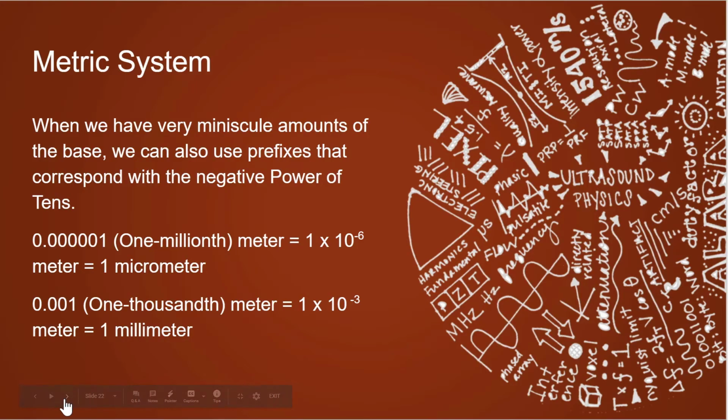As I had mentioned, we can go the other direction too. If we have 0.000001 or 1 millionth of a meter, that's the same as saying 1 times 10 to the negative 6 or 1 micrometer. 0.001 meter or 1,000th of a meter is the same as saying 1 millimeter. So we can see why learning what the powers of 10 are is going to be helpful for when we start to convert units in the metric system.